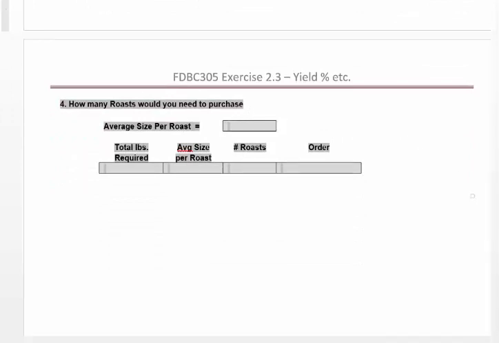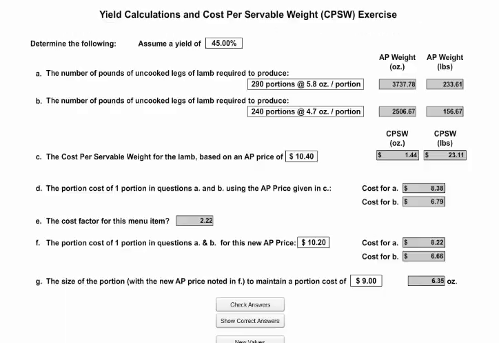Again, hopefully you're getting into Flash, you'll recognize that we have a Flash activity as well that followed that same idea. Cost per servable weight calculations using our yield percentage, and so forth. So I certainly do encourage you to get back into Flash and practice these calculations.